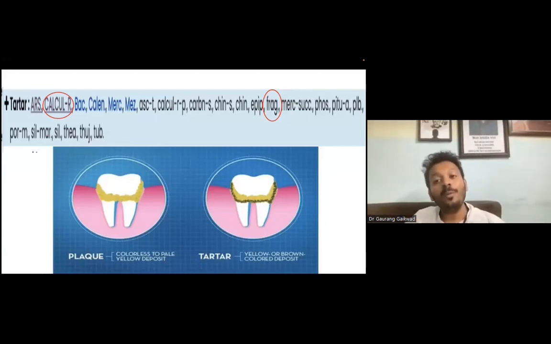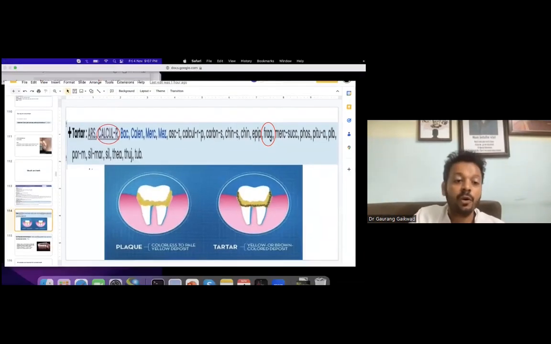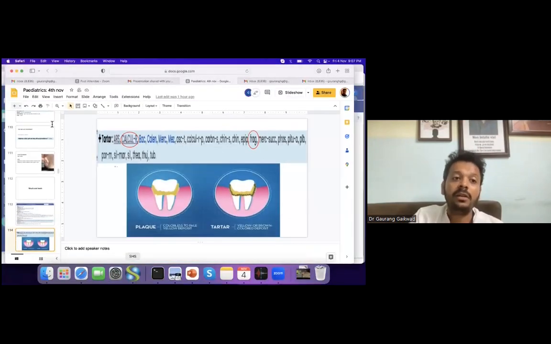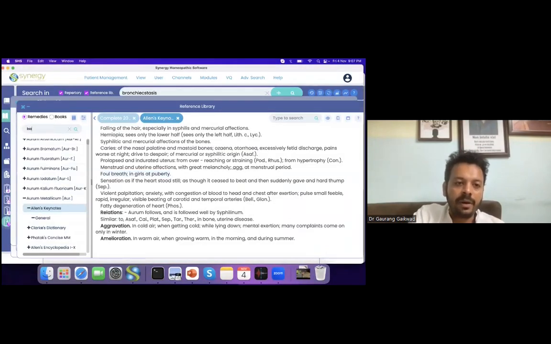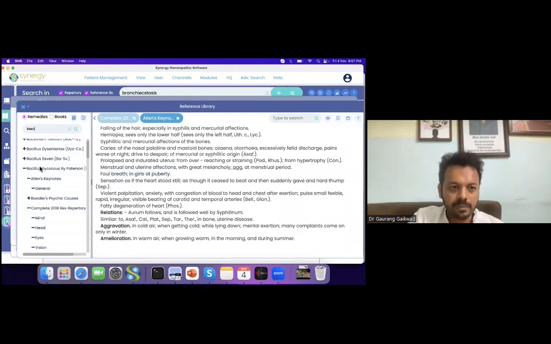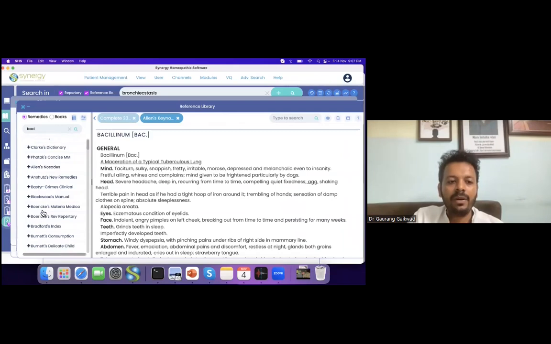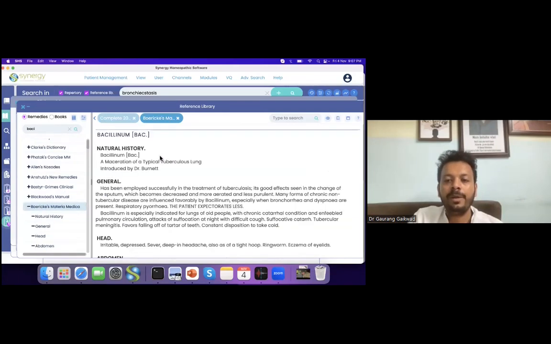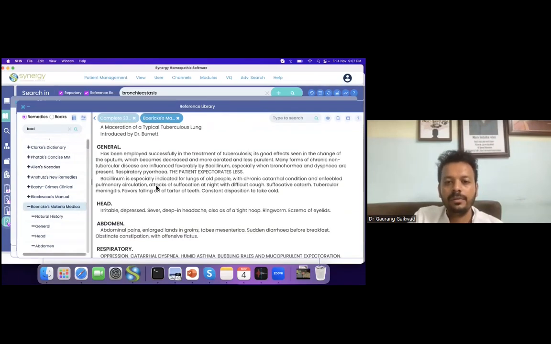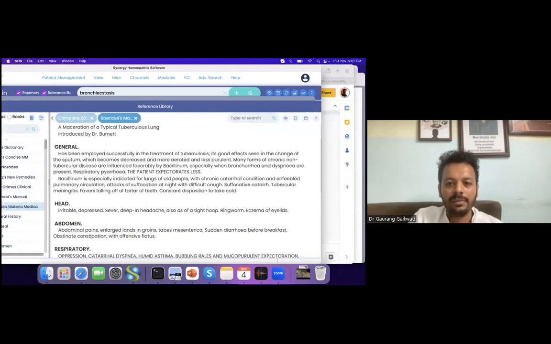What can the homeopath do? 3 important remedies, ladies and gentlemen, for tartar, constant tartar in children. Number 1 remedy, remember, bacillinum. Number 1 remedy, bacillinum. I repeat, bacillinum. Okay, big remedy for tartar in the teeth.